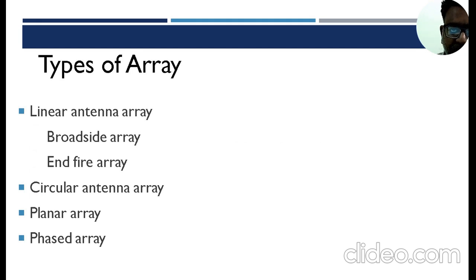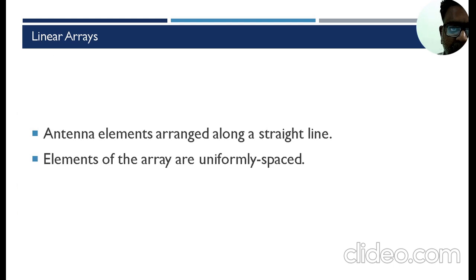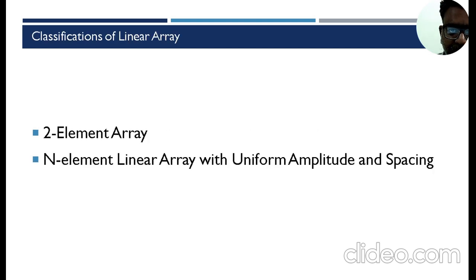The basic types of array antennas are linear array antenna, circular array antenna, planar array and phased array. In linear array we see the n-pair array. First we see the linear arrays. Linear arrays are antenna elements arranged along a single line. The elements of the array are uniformly spaced with each other.